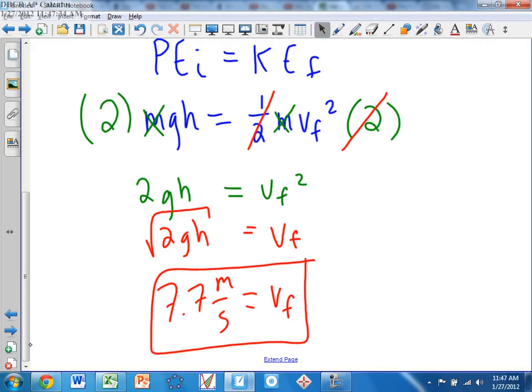You can memorize that. I have this memorized, but I don't know if everybody does. For an object that is in free fall from a cliff, that's all it is for. You cannot have initial velocity. That's the key here. If you have initial velocity, that is not correct. Okay? All right. Now, using that VF, 7.7, we go back up here and take a look.